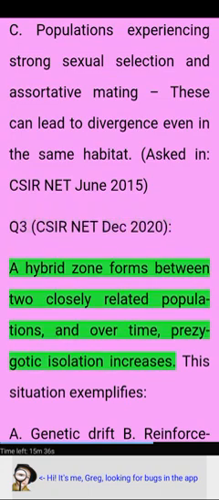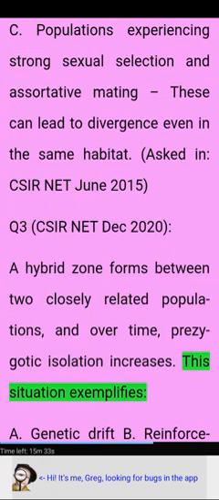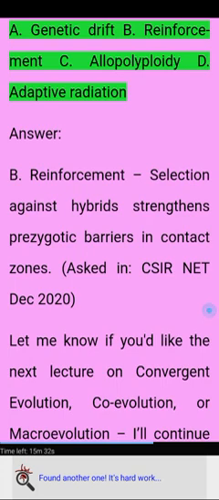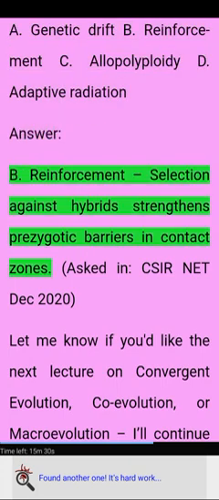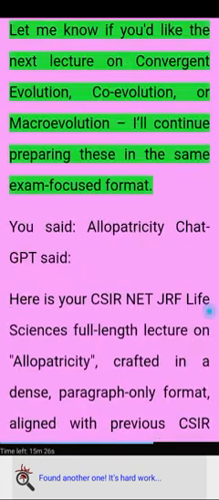A hybrid zone forms between two closely related populations, and over time, prezygotic isolation increases. This situation exemplifies: A, genetic drift; B, reinforcement; C, allopolyploidy; D, adaptive radiation. Answer: B, reinforcement. Selection against hybrids strengthens prezygotic barriers in contact zones. Asked in CSIR-NET Dec 2020.